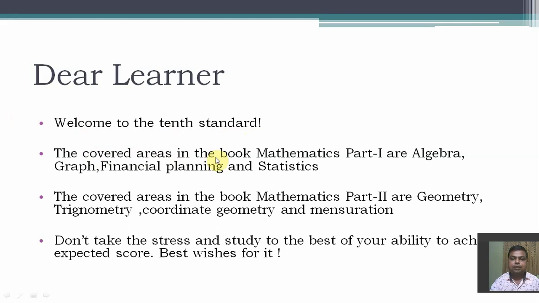The covered areas in the book Mathematics Part 1 are algebra, graph, financial planning and statistics. In algebra, topics covered are linear equation in two variables, quadratic equation, arithmetic progression and probability. The covered areas in the book Mathematics Part 2 are geometry, trigonometry, coordinate geometry and mensuration.